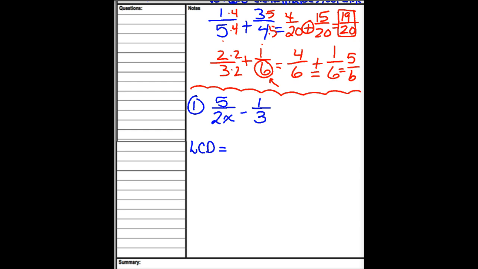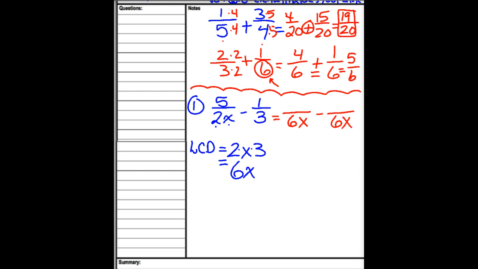And that LCD has to contain every single factor that you see on the bottom. It needs to have a 2 in it. It needs to have an x in it. And it needs to have a 3 in it. So my LCD for this one is a 6x. And I do exactly what I did when I didn't have any variables. I'm just going to pump up those tops using a common denominator of 6x.